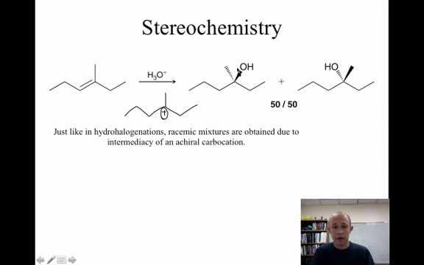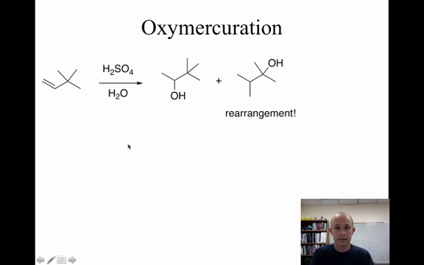If it gets attacked from the front, we get this alcohol. If it gets attacked from behind, we get this alcohol. So hydration, acid catalyzed hydration, will produce a racemic mixture if a stereocenter is being formed in the reaction, just like a hydrohalogenation reaction. And remember, just like in a hydrohalogenation reaction, if we generate a carbocation intermediate, that carbocation intermediate can rearrange. So let's look at this reaction.